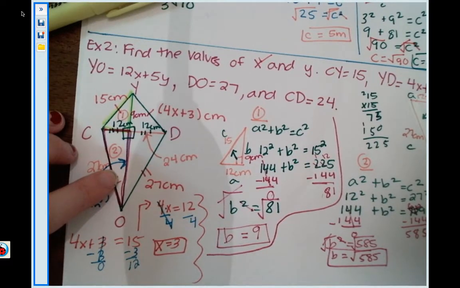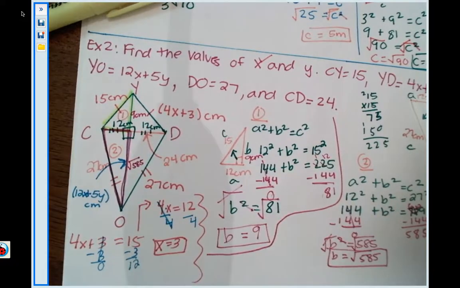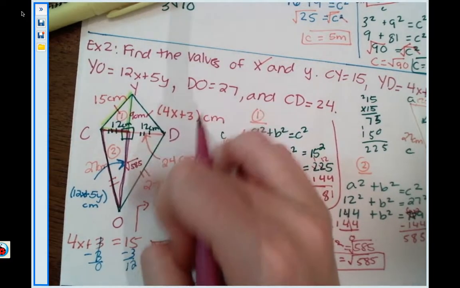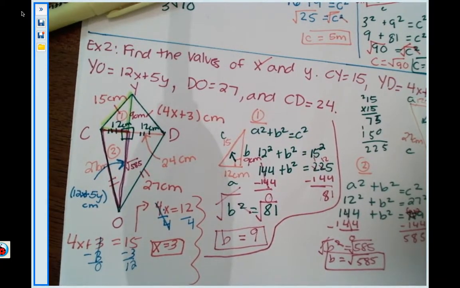So guess what, you guys? That means that this piece of my triangle is the square root of 585. Holy hot dog, that's exciting. Okay, and now that we know the length of this whole thing, that's going to help me find what this is, which I'm starting to run out of space.